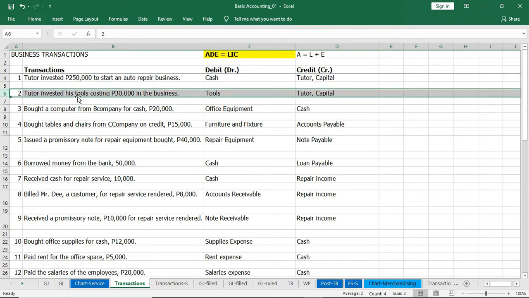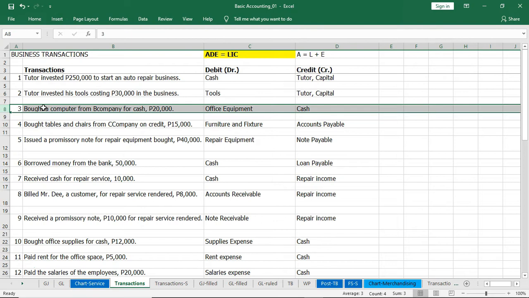Second transaction, Tutor invested his tools costing $30,000 in the business. Pwedeng gawing puhunan ng isang business owner, hindi lang cash. Okay. Kung meron siyang mga gamit na pwedeng ibigay sa business, gamitin sa business, pwede din yan. So, in this case, tools ang in-invest ng owner. Ang value, monetary value, $30,000. Okay. So, ang ating debit account would be tools, asset ito, mga kagamitan sa pagbe-business. And then, credit to capital. Okay, kasi nagdagdag siya ng puhunan in the form of tools.